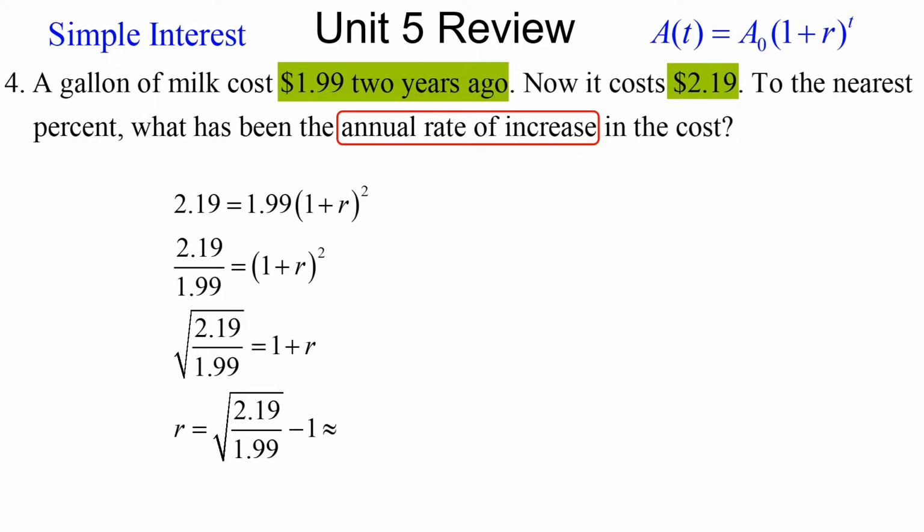So I'm going to go to square root of 2.19 divided by 1.99 minus 1, and that is on my calculator. Later I have 0.04904838843, and they want that to the nearest percent. 0.049, I'd call that approximately 5%. There you have it.